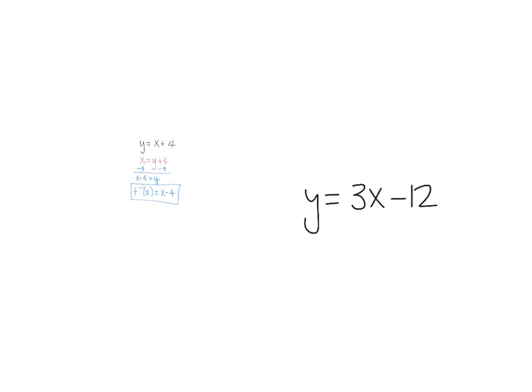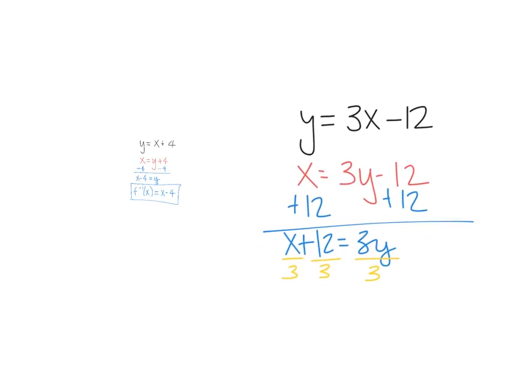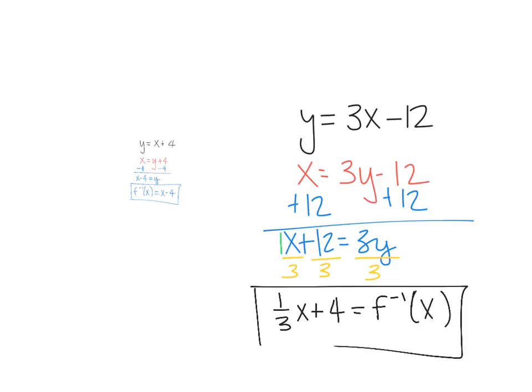Okay, so to find the inverse, we're going to add 12 to both sides because I'm trying to get, oops, sorry. We need to actually flip x and y first. So x equals 3y minus 12. Then we can add 12 to both sides. So x plus 12 equals 3y. To get y completely alone, we're going to divide by 3. We divide everything by 3. Remember that there is a 1 in front of this x here. So I end up with 1/3 x plus 4 equals y. But really, instead of y, we're actually going to write f inverse of x because that is going to be our correct notation. So that would be my inverse.